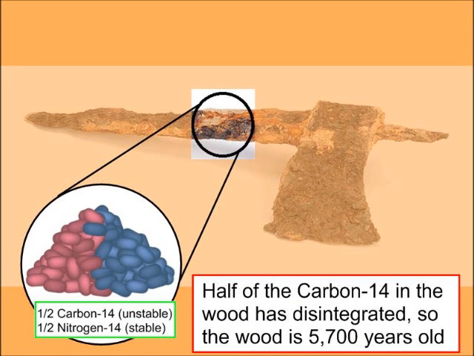So if you were to find in that sample of the wood handle on the axe that there was half carbon-14 and half nitrogen-14, you would have determined that it had undergone 1 half-life, and so that axe handle would be about 5,700 years old.